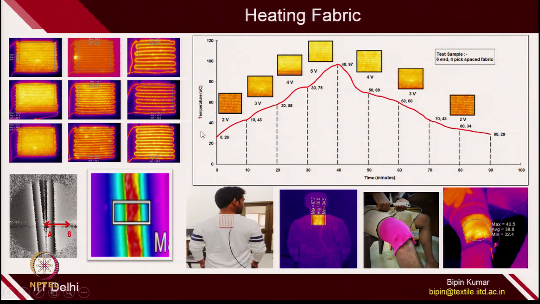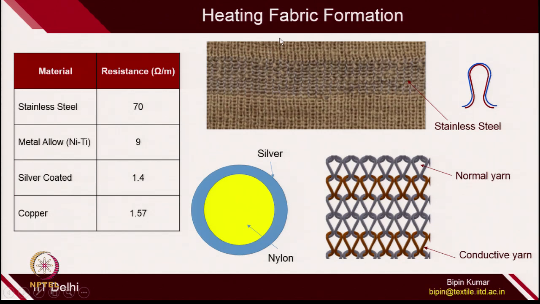So, in knitting you can fix the filament inside the fabric structure, you can control different thread densities, and with the help of different levels of voltage you can generate different temperatures, and you can use it underneath the garment and for orthopedic applications and for normal heating applications. Usually in generation of heating fabric we can go for either stainless steel, metal alloy, silver coated filament which I just showed you, or the copper filament which I also showed you just now.